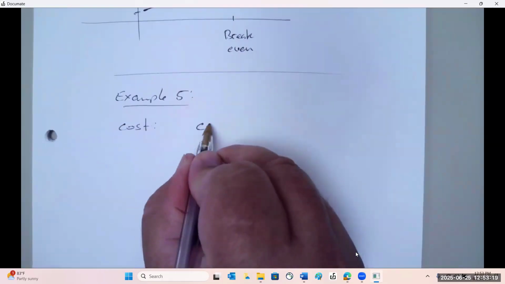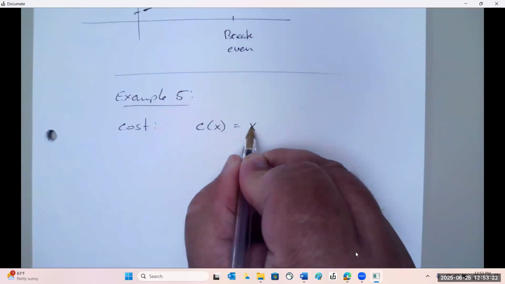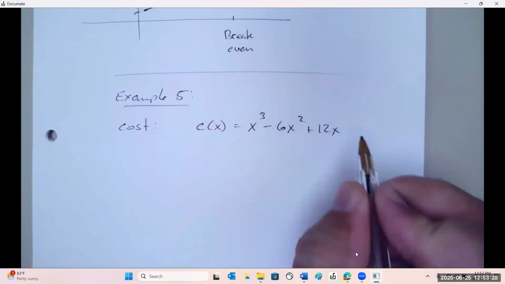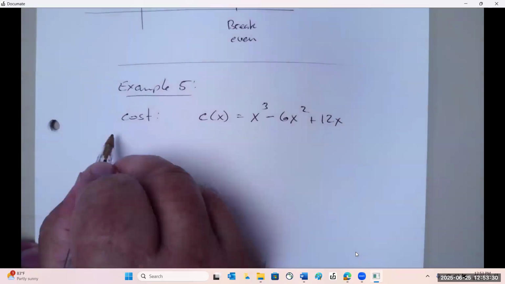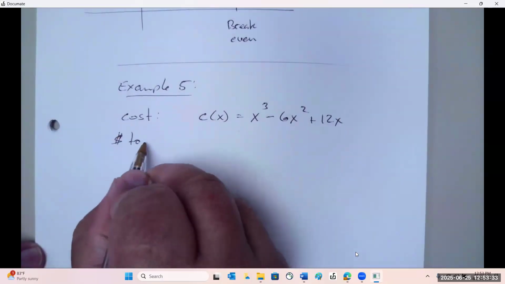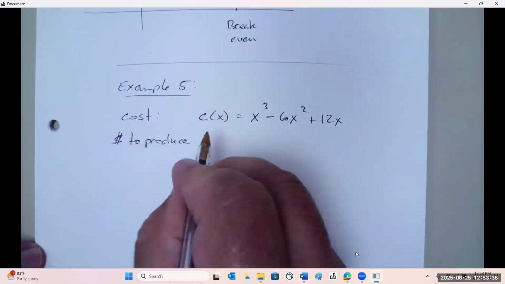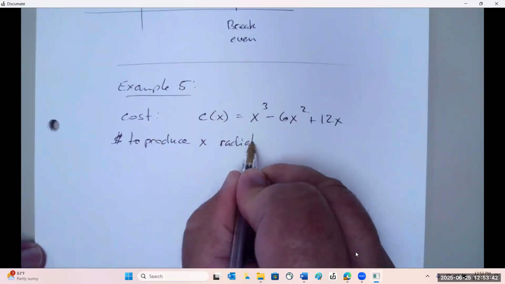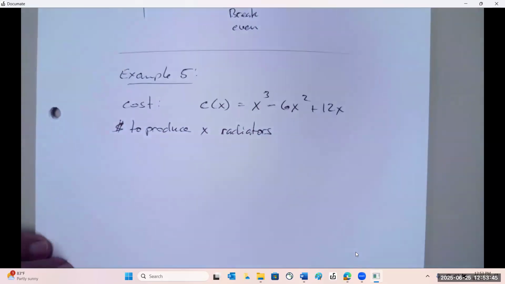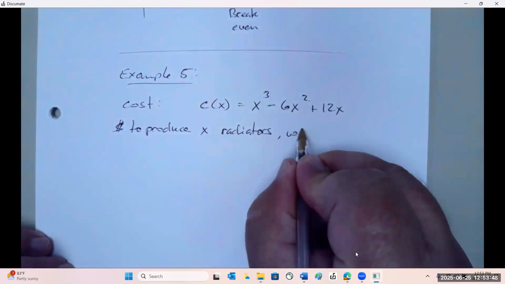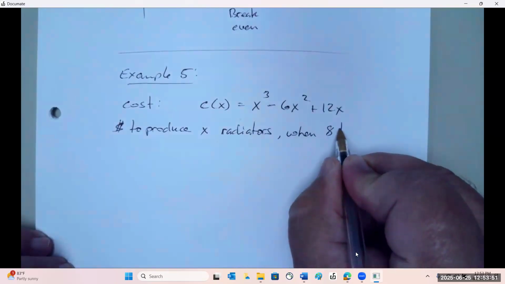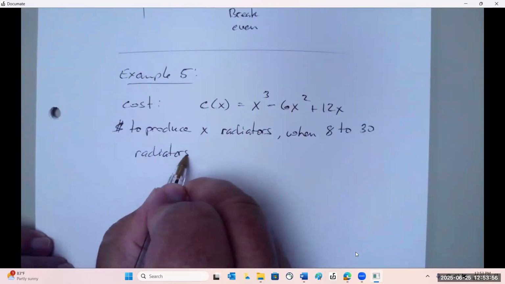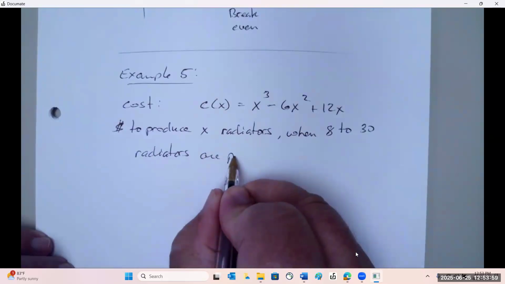Suppose it costs x cubed minus 6x squared plus 12x dollars to produce x items, or radiators, when 8 to 30 radiators are produced.